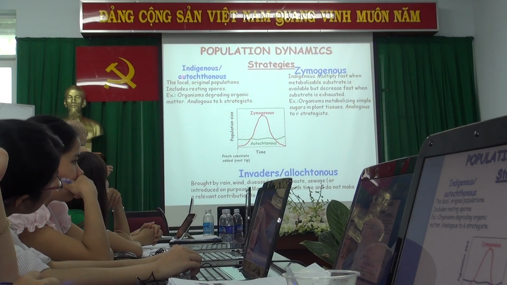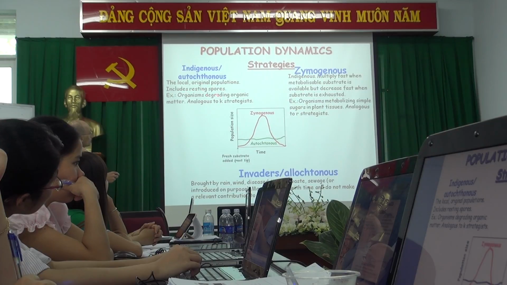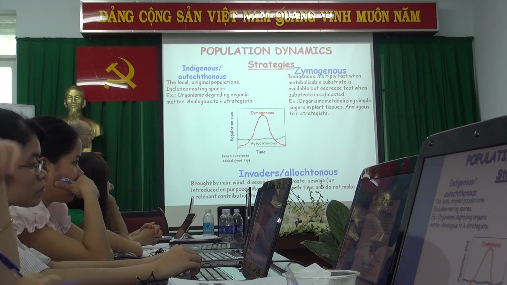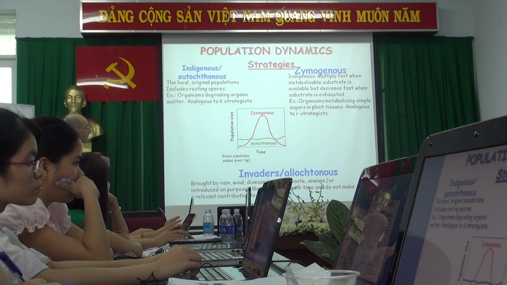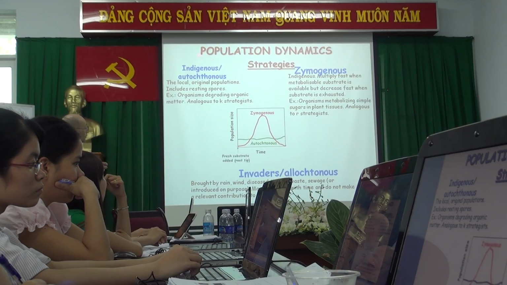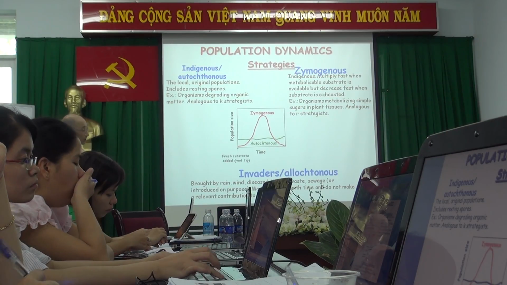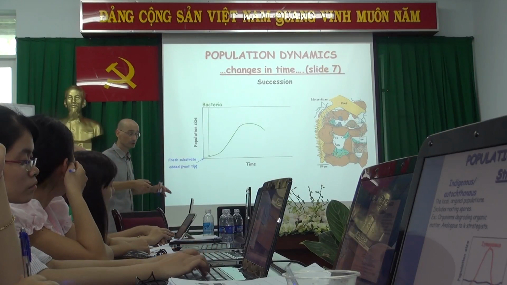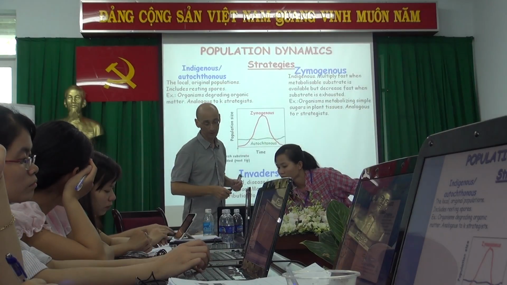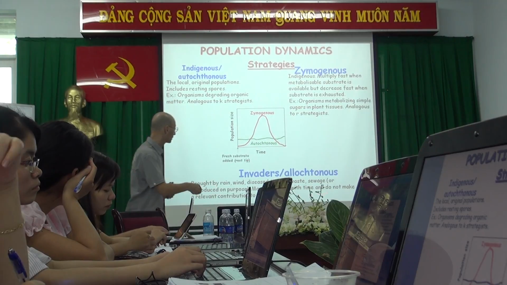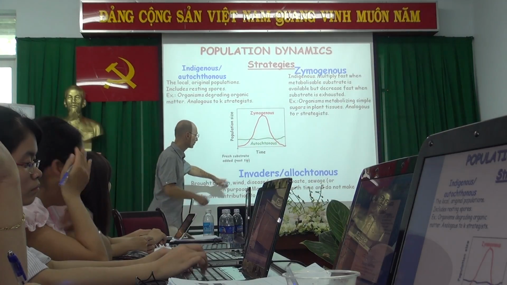The autochthonous, the local origin populations, include resting spores and are the ones who are not really affected by this type of changes. Something important when we're talking both about autochthonous and zymogenous, we're talking about indigenous, which are local populations, not populations which are invaded. Okay, this is different. This is another definition.